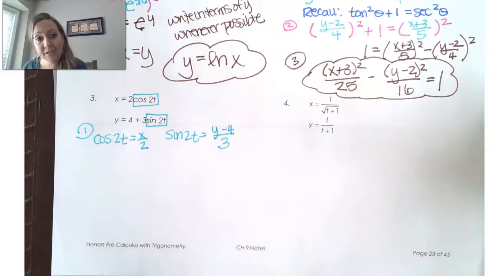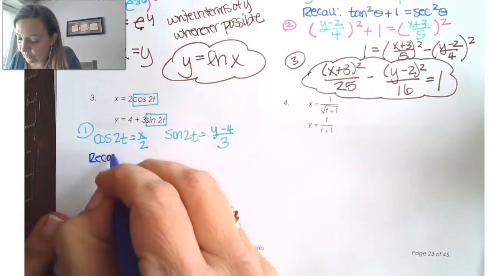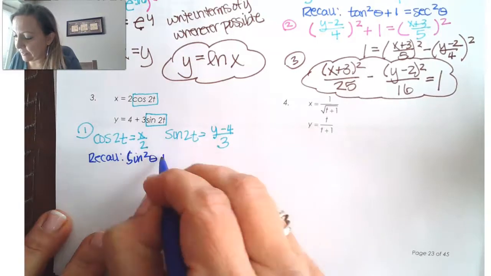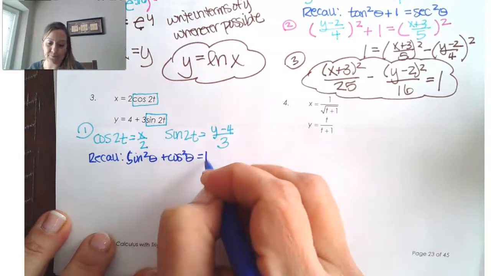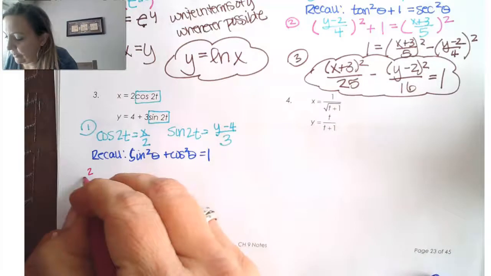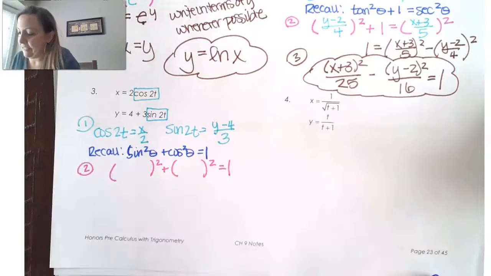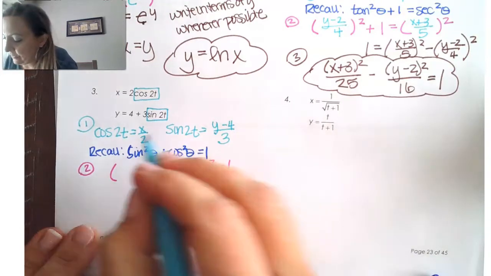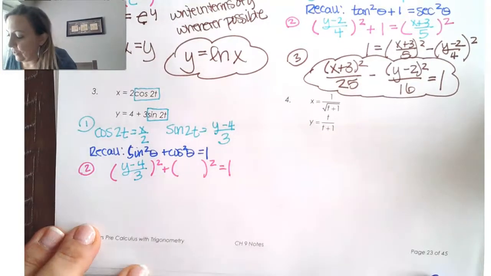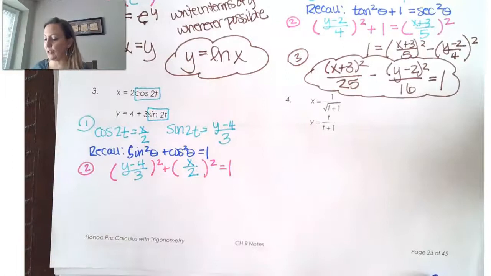Okay, so again, notice that we have sine and cosine, and those two are also involved in one of our trig identities: sine squared theta plus cosine squared theta equals 1. So let's put these into that Pythagorean identity. For sine of theta, sine of 2t is (y minus 4) over 3. And cosine of theta is the cosine of 2t, which is x over 2.